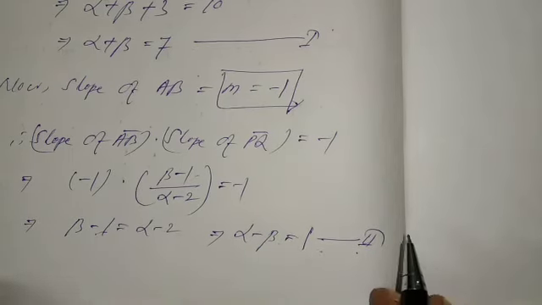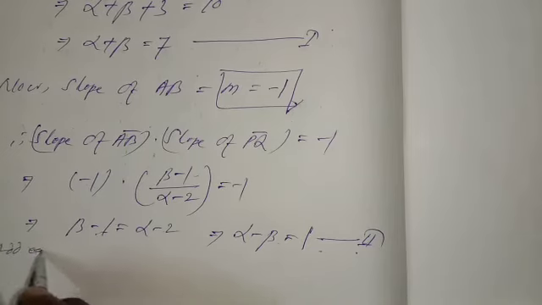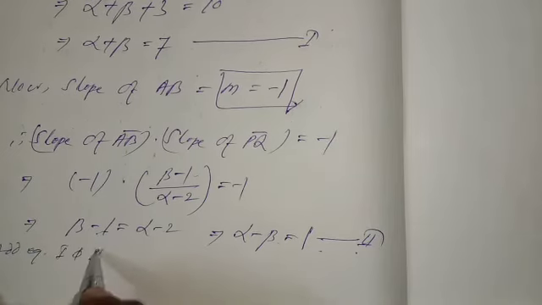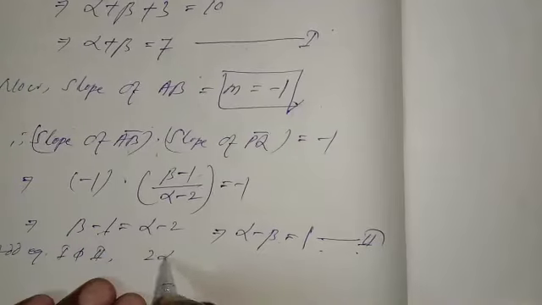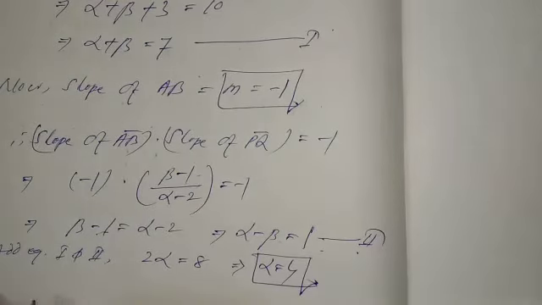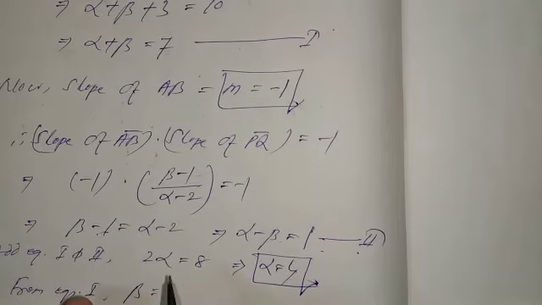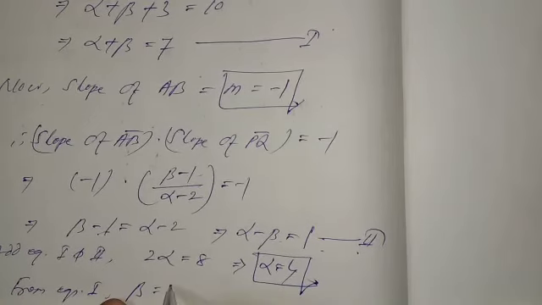Solving equations 1 and 2, adding equations 1 and 2, what will we get? 2 alpha = 7 + 1, that is 8. Alpha is equal to 4. Now put the value of alpha in equation 1. From equation 1, beta will be 7 minus alpha, that means 7 minus 4, which equals 3.